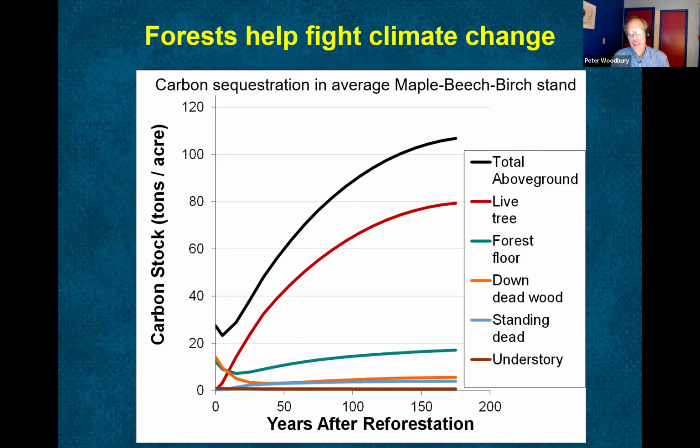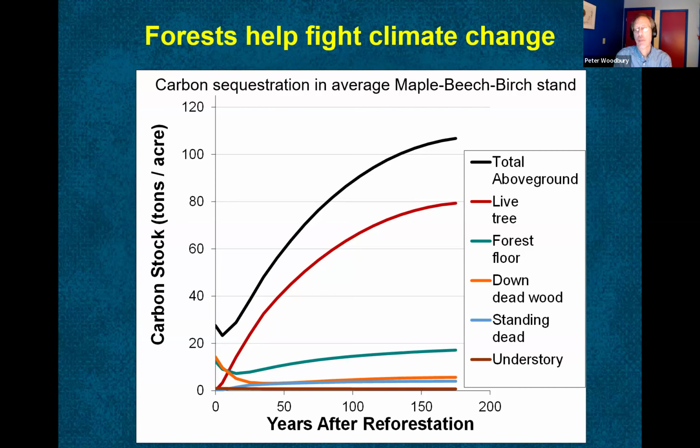So in terms of forests fighting climate change, just looking at the top curve here, this is showing an increase in carbon in a forest stand over time. So we start with 0 years and go all the way up to 175 years. And this top curve is showing all the carbon that's accumulating in this stand each year. And what we see is, for the first 100 years, rapid increase in the amount of carbon in the forest. And then there's still increase after 100 years, but it's slowing down.